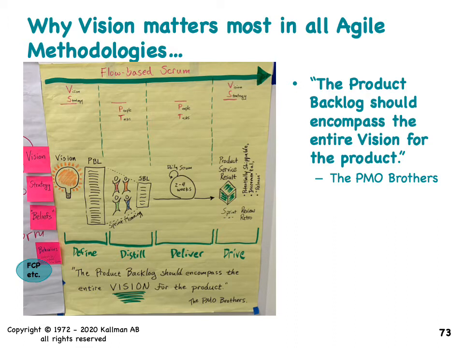And this is why the vision is so important. And I already said this at the beginning. The product backlog should encompass the entire vision for the product. And Ted and I have taught that for 25 years. And so this is the same picture. I drew it on a flip chart. You'll see that we have vision, strategy with the disconnect lines here. This is actually probably drawn a little bit better.